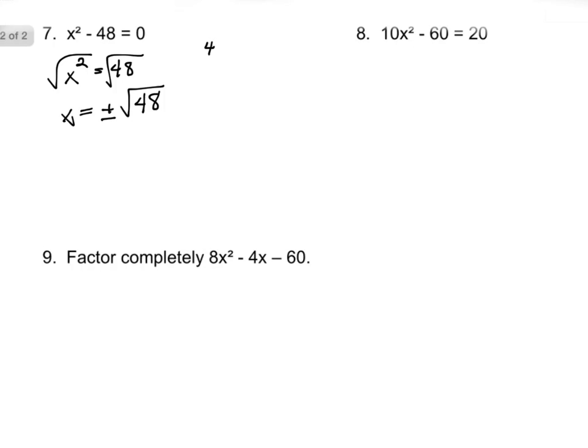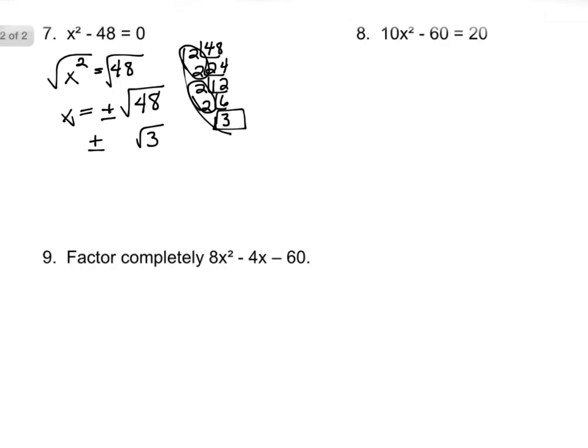So we have 48 divided by 2 is 24, divided by 2 is 12, divided by 2 is 6, divided by 2 is 3. So all these numbers here are prime numbers. We've got our prime factorization, group them in groups of 2. So we have that 3 here that we couldn't put in a group. So that's what's going to stay under the radical.